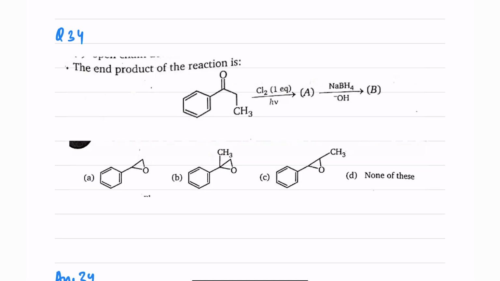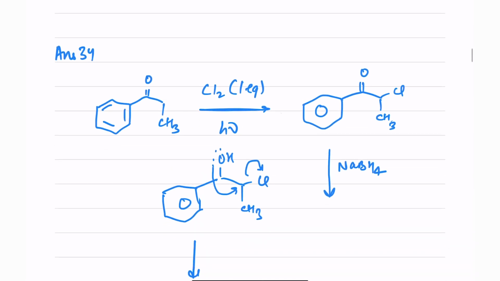The end product of the given reaction, we have to find out. First of all, chlorination is being done, and that too one equivalent. So on the second degree carbon, chlorination will happen easily. So you will do the reaction over here, you will get a chlorine over here. This is a simple halogenation reaction. After this, nothing else is given in the reaction mixture apart from NaBH4.